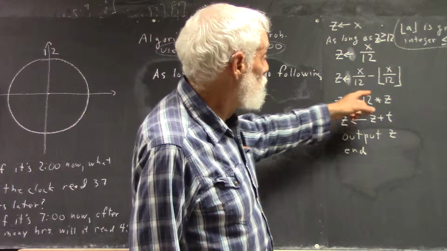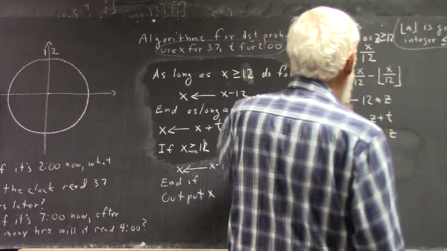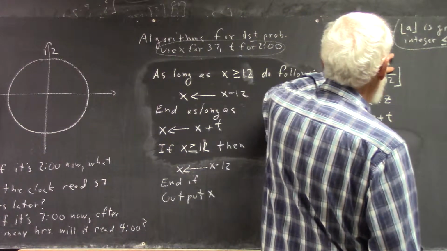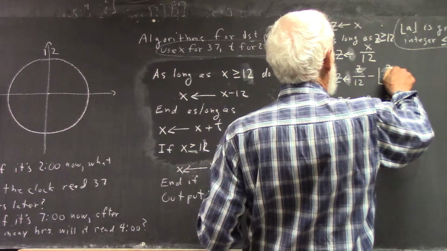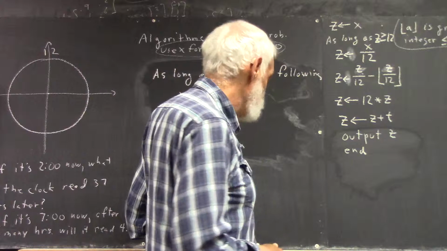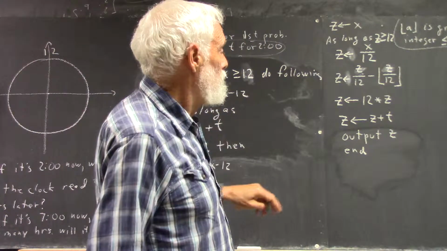So what's the floor? I've got x here. So there's a bug in my program. I've got to debug that. I've got to change my x to z.